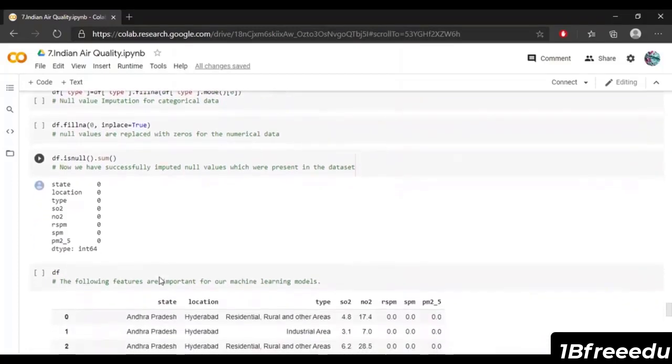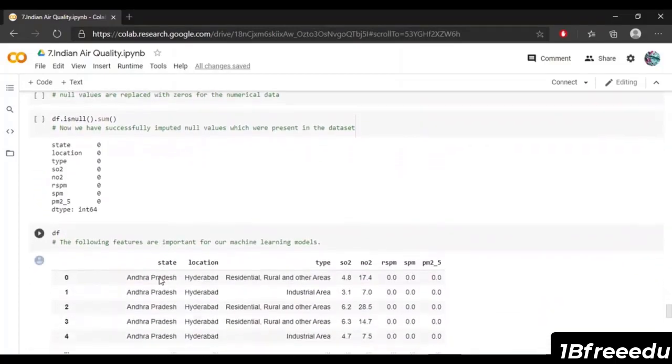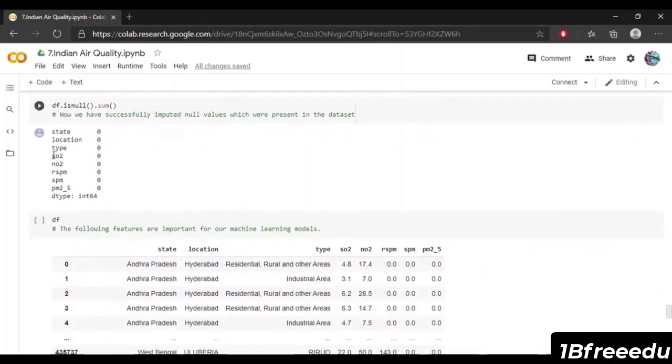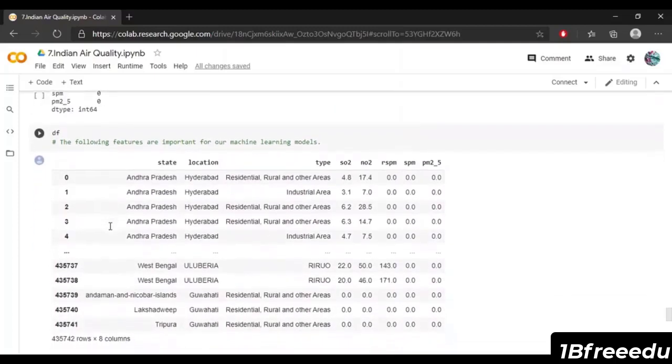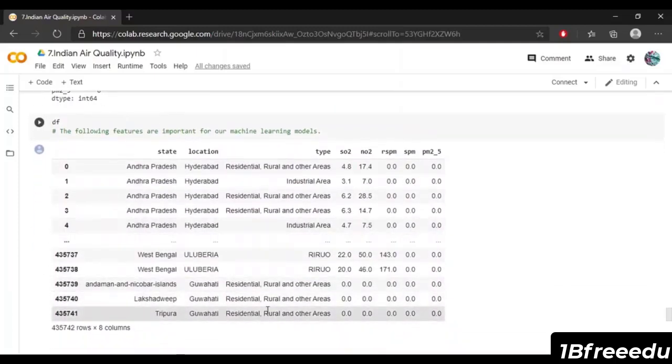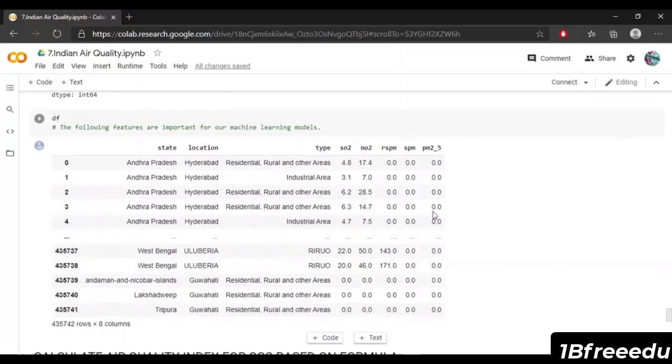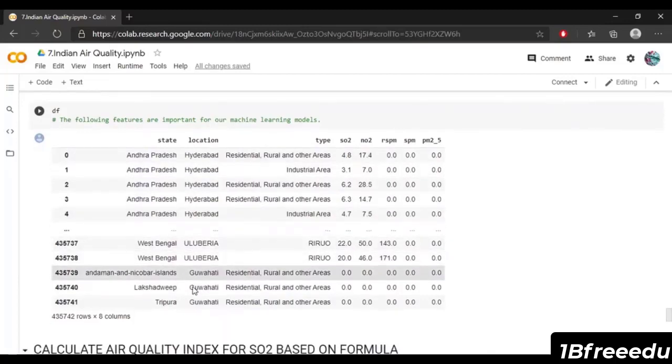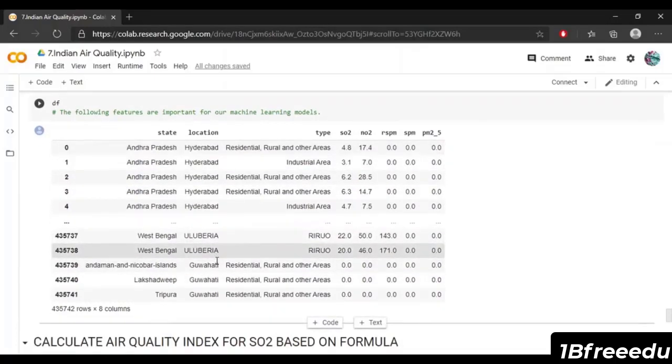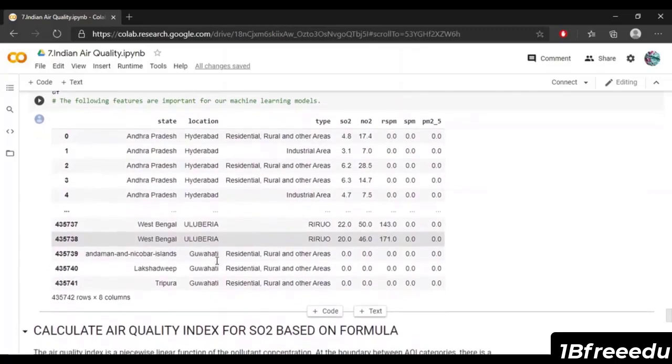After we have done our imputation, we have again checked the total number of null values with the help of df.isnull().sum(). And as you can see, we have successfully imputed our null values. This is the resulting dataset after the imputation. In this dataset there are no null values, and wherever we had a null value, we have replaced those null or NA values with 0. And wherever we had categorical data, we imputed it with the help of mode.